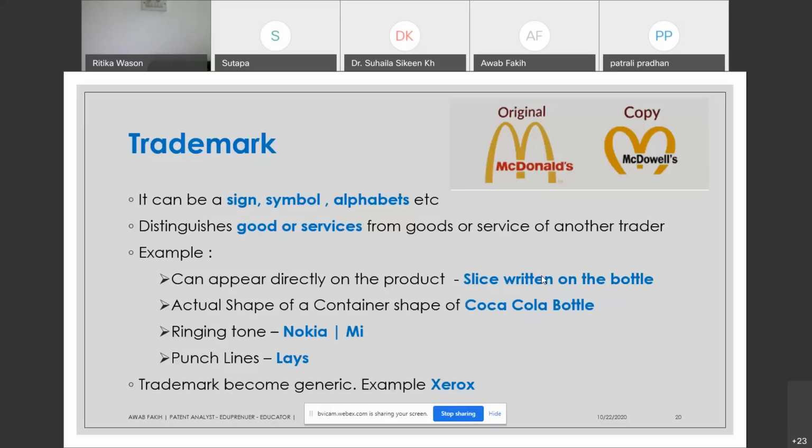It also helps the consumer in identifying the product. The trademark can directly appear on the product. For example, we have a few examples in the presentation itself, like the Slice bottle, the Coca-Cola bottle, the ringtone of Nokia, the Mi brand, the punchline of Lay's, Pal Banai Magical. So a few examples over here.